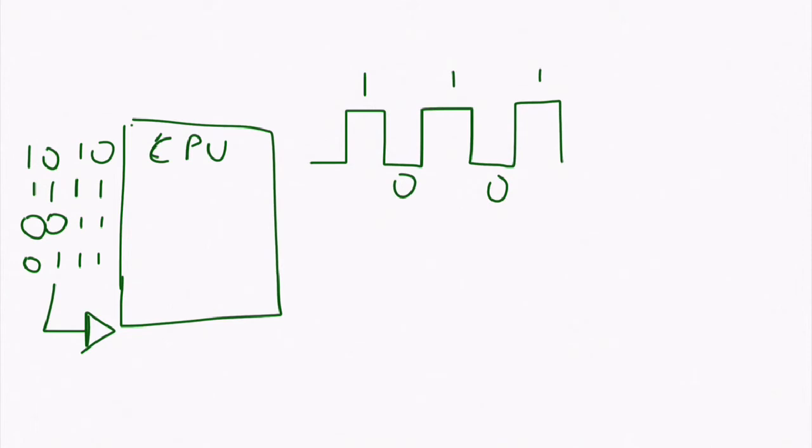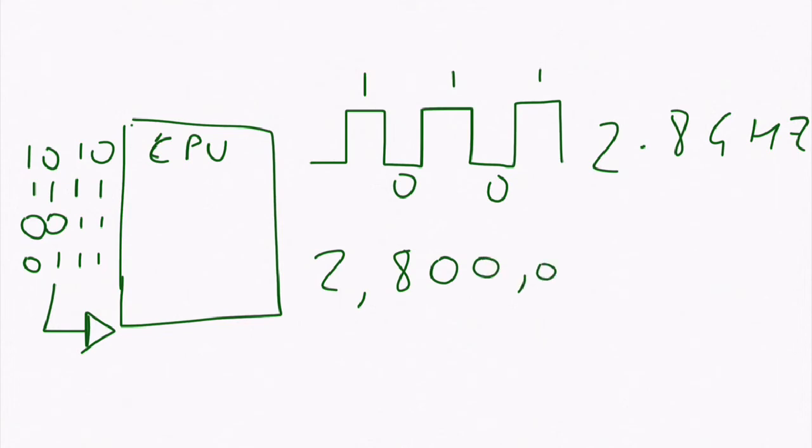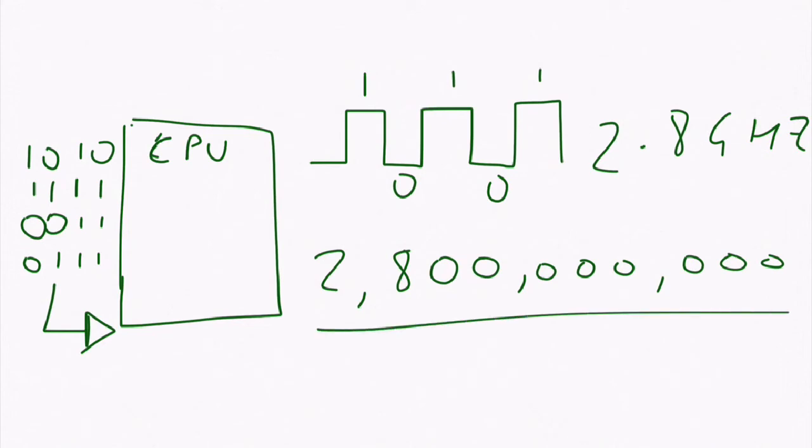And how fast does it do this? Well, if your processor says 2.8 gigahertz in speed, then that means it is going at 2,800,000,000 clocks per second. So it's doing that many ones and zeros per second. But that's not the full story.